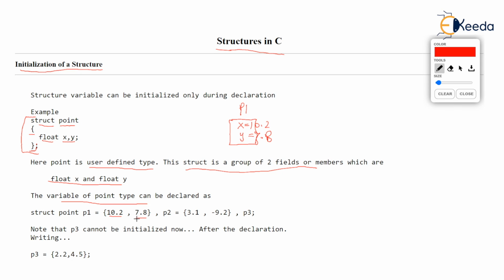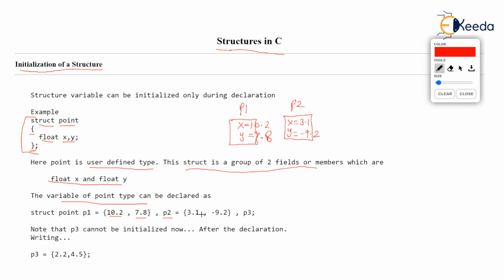Similarly, over here, p2 is another variable of struct point type. So p2 is also stored in the memory as a block, and p2 also has x and y because p2 is of point type, and p2's x will be 3.1 and p2's y will be minus 9.2. So that's the way we have declared p2 as a variable of point type, and we have also initialized it by giving values inside the curly braces.